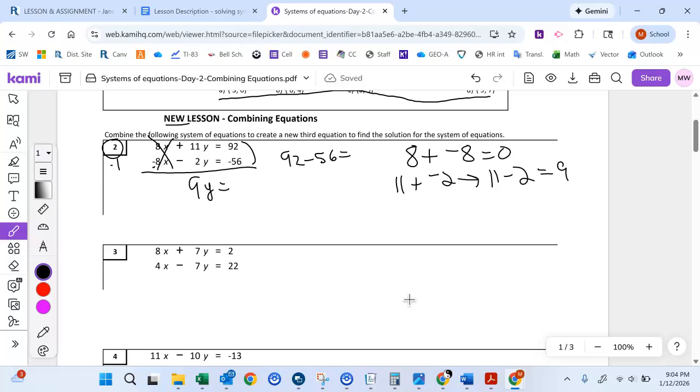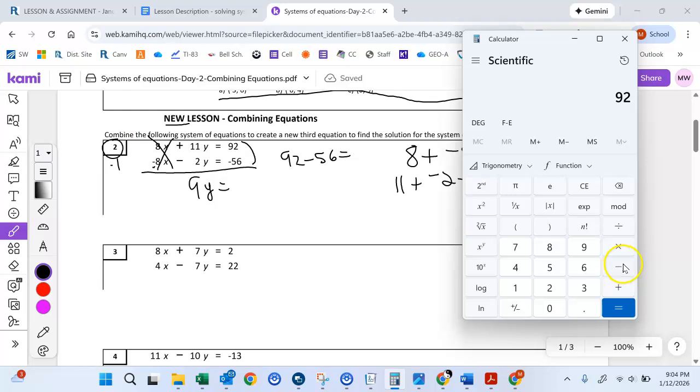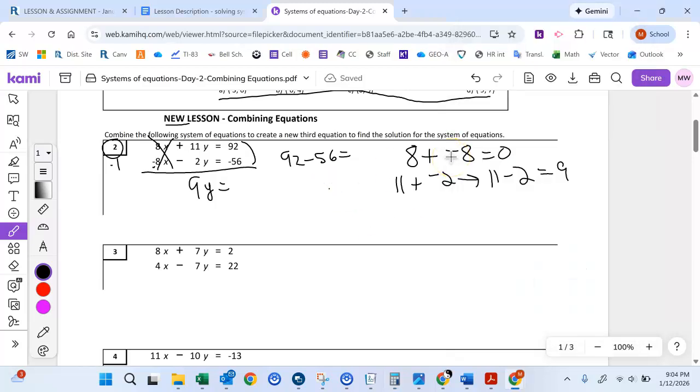And what does that equal? If you use your calculator, 92 minus 56 equals 36. Okay, so that's going to be 36. My pen is not working very well, so 36.